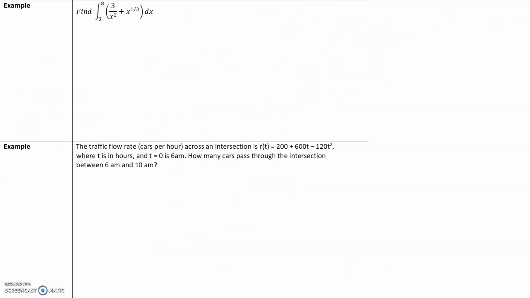Okay, next example, we have the integral from 3 to 8 of 3 over x squared plus x to the 1/3 dx. So first, let's rewrite this with all the variables on the numerator. So this gives us from 3 to 8 of 3x to the negative second plus x to the 1/3 dx.